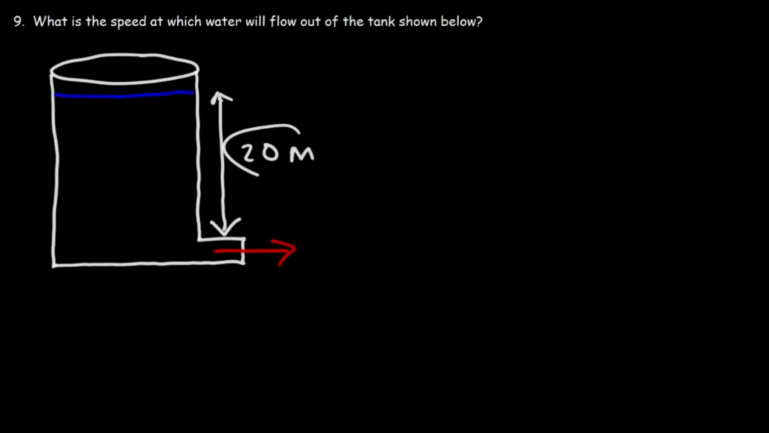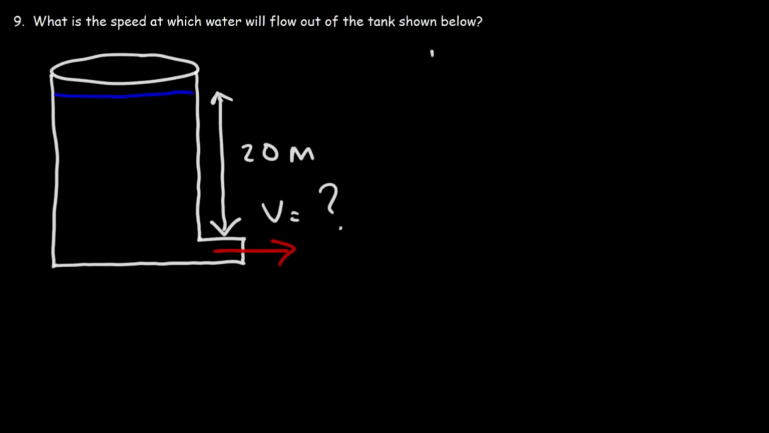The water level is 20 meters higher than the point at which water is going to flow out of the tank. How can we calculate the speed at which water will flow out of this tank? Well, let's talk about how to derive the formula that is associated with Torricelli's theorem.